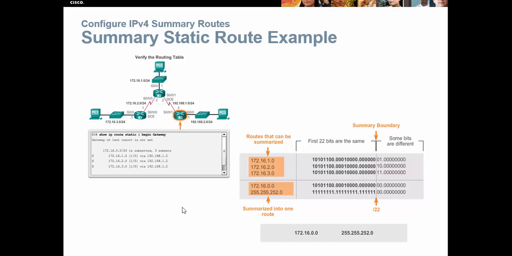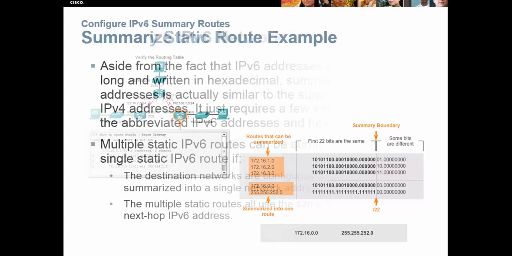Here is an example of the static routing example. Okay, we've gone from 172.16.10, 172.16.20, and 172.16.30. It's summarized into 172.16.0.0 because the first 22 bits were alike, so that made up our network there when we summarize that static route.